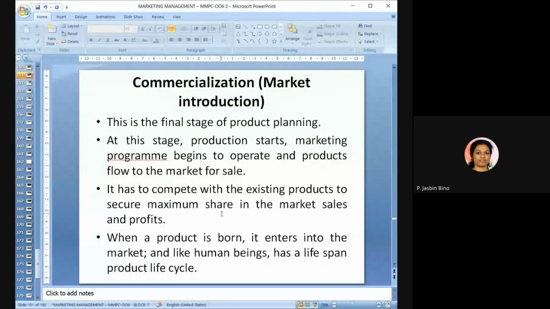When a product is born, it enters the market, and like human beings have a lifespan, a product has a life cycle. Whenever a new product is introduced in the market, that is its birthday, the product is born. The product life cycle has the introduction stage, growth stage, maturity stage, and decline stage. Some products will not go to the second stage. They decline in the introduction stage itself, or their lifespan ends there. So it depends on the products.